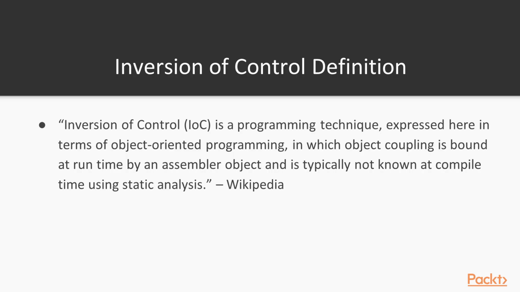Finally, let's discuss what is inversion of control. There are two definitions that are explaining this in a valid manner. First one is from Wikipedia and second one is from Martin Fowler. Second one is a bit paraphrased. First one, from Wikipedia, says that inversion of control is a programming technique expressed here in terms of object-oriented programming, in which object coupling is bound at runtime and the assembler object is typically not known at the compile time using static analysis. That is exactly what we have done in our calendar example. Calendar doesn't know what event and reminder are in compile time.